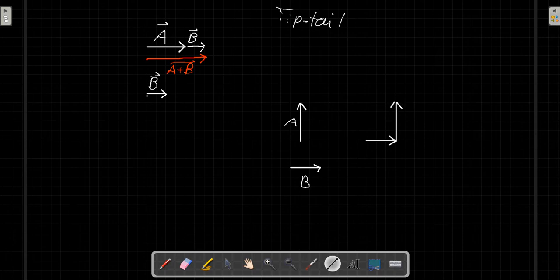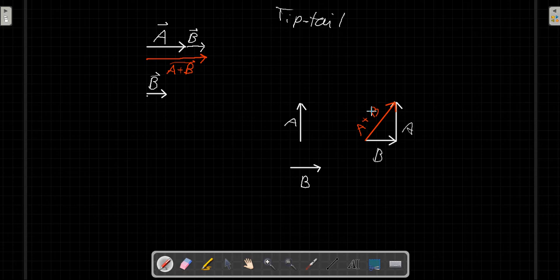And so now the resulting vector, again, would be from the tail of one to the tip of the other. And so we now have vector B, vector A, and vector A plus B. Wow, I'm awesome. Alright, so there you have it. So this is how you add vectors, okay?